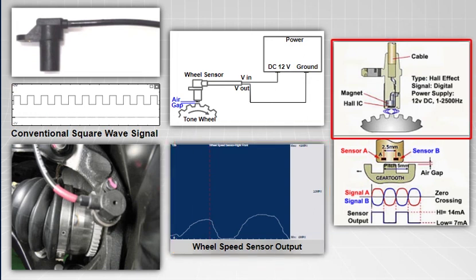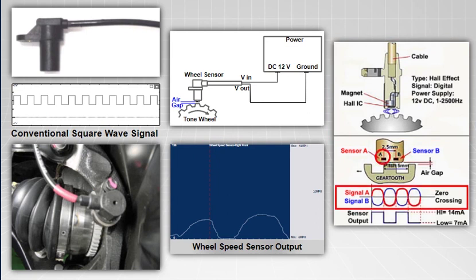The wheel speed sensor, shown here, uses two Hall effect sensor elements, A and B. Element A produces a sine wave signal that reflects changes in the magnetic field as it passes over each gear tooth on the wheel. Element B also produces an opposite sine wave signal that reflects changes in the magnetic field as it passes over each gear tooth on the wheel.